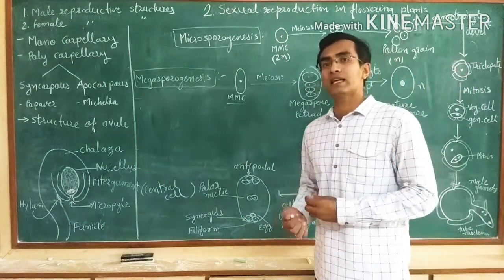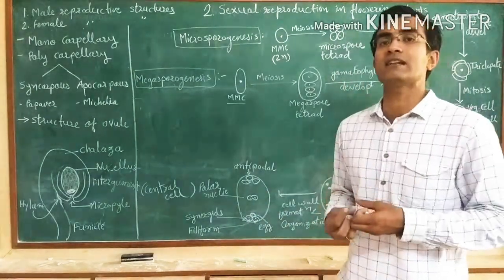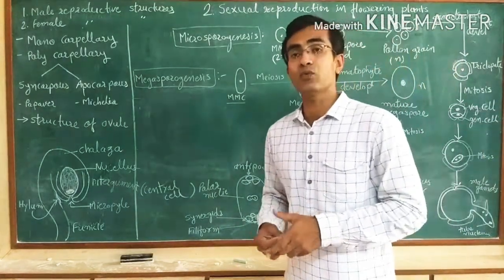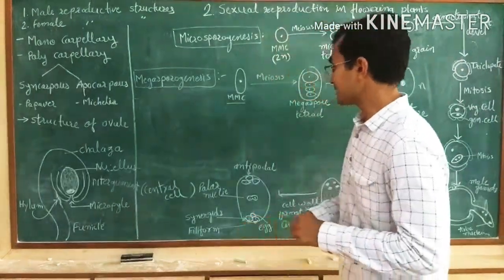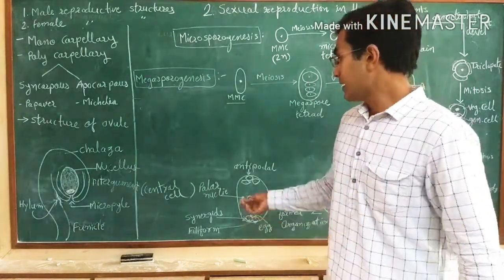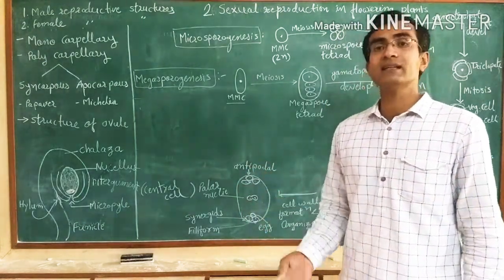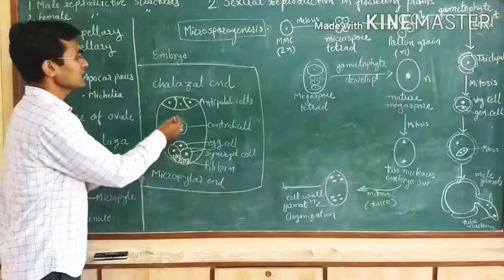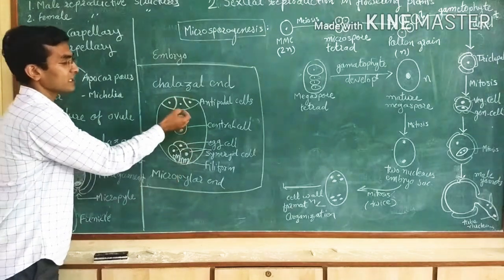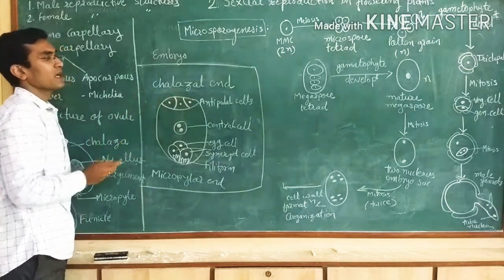The remaining 2 nuclei, which settle in the middle, will fuse with each other and form a single cell which has 2 nuclei. We can say the polar nuclei, or you can say the central nuclei. Hence, this stage has 8 nuclei and 7 cells. This is the chalazal end and this is the micropylar end. 3 cells will rearrange and settle over here and form the antipodal cells.